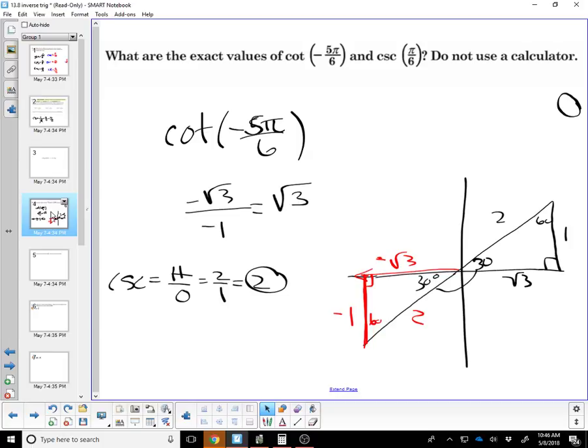Congratulations. Wait, why did we divide? Because that's what it is. It's a ratio, right? It's hypotenuse divided by the opposite. The hypotenuse is 2, the opposite is 1. What is 2 divided by 1? Oh, 2. Okay. Same thing with the top one. Okay? All right, you guys try this one.